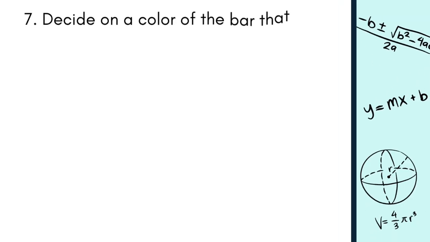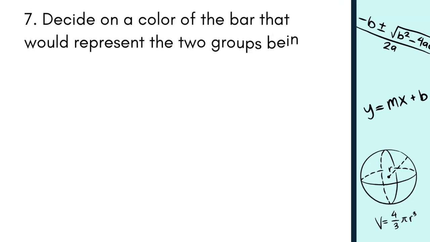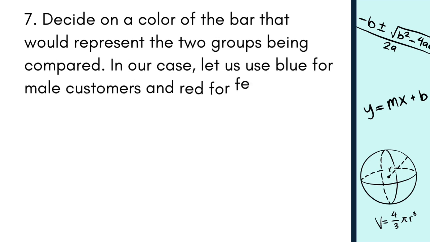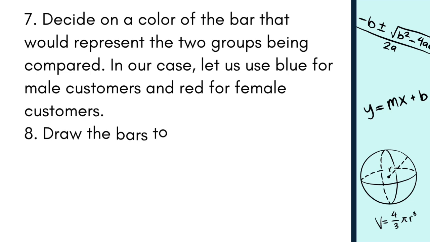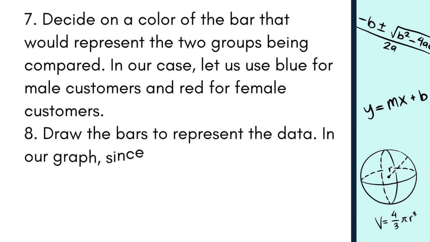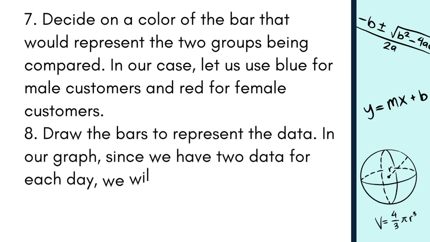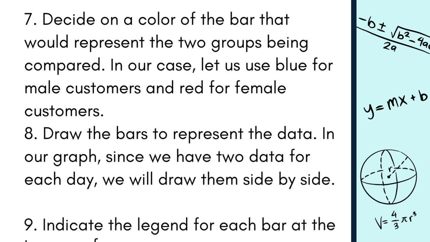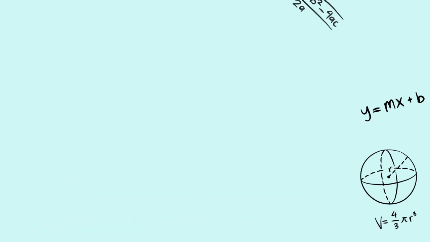Okay, so decide on a color of the bar that would represent the two groups being compared. In our case, let us use blue for male customers and red for female customers. Now draw the bars to represent the data. In our graph, since we have two data for each day, we will draw them side by side. So, for example, for Monday, since may customer na male, may customer na female, magkatabi na sila doon sa Monday. Then, ganun din sa Tuesday until Friday. Next, indicate the legend for each bar on the bottom of the graph.